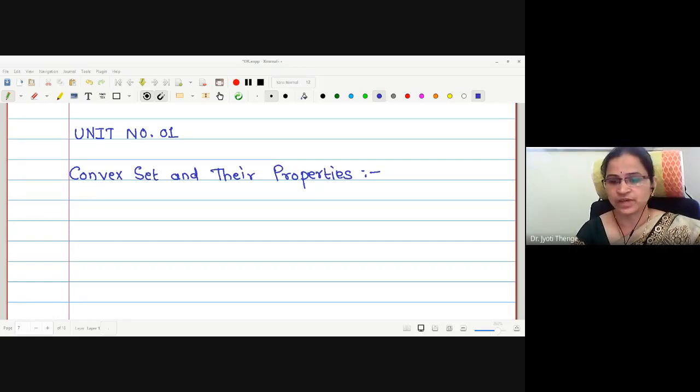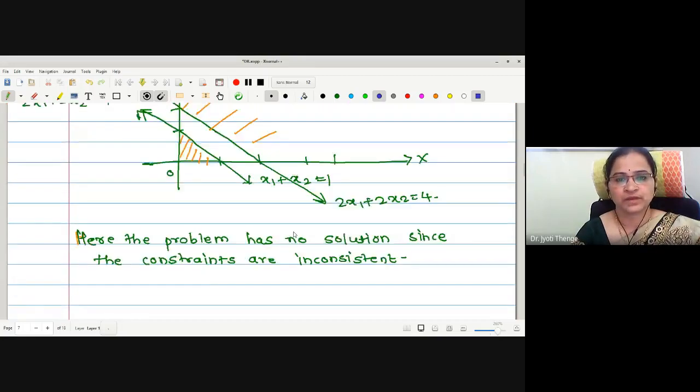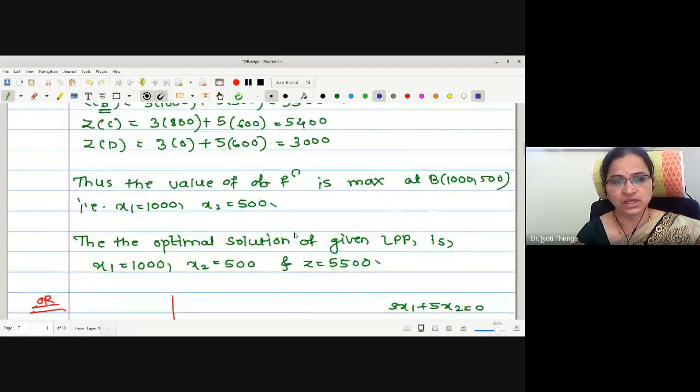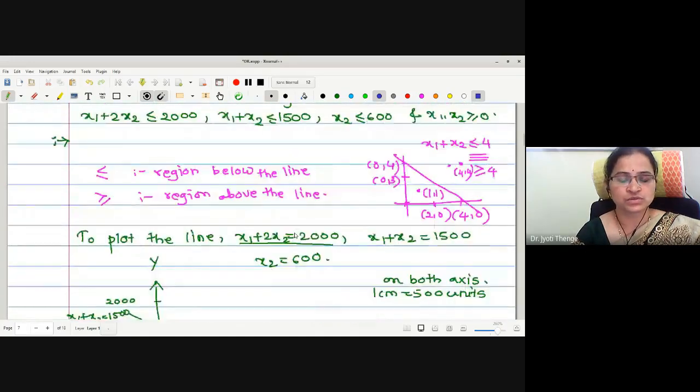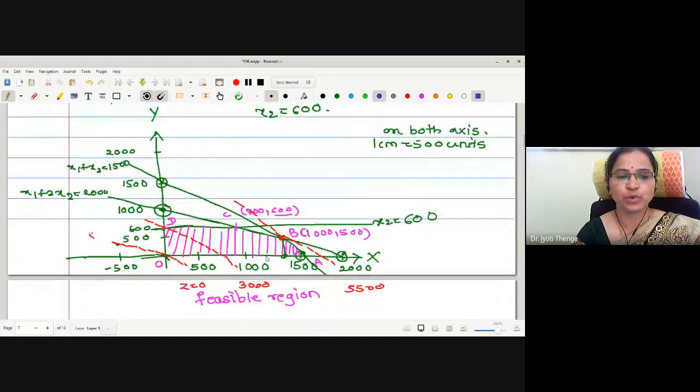In the last lecture, we have seen a method of solving a linear programming problem in two variables graphically. These are some of the examples we have solved in the last lecture. The process to solve by the graphical method is this: whatever inequality constraints are given to you should be considered as equations, and first we have to plot those equations, which give us a straight line. We have to plot it on a two-dimensional plane in the first quadrant.